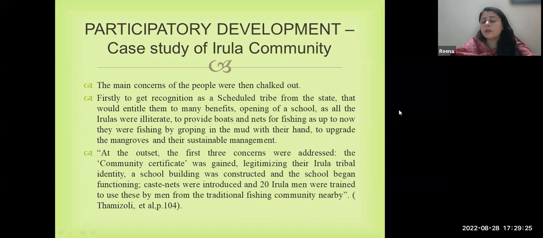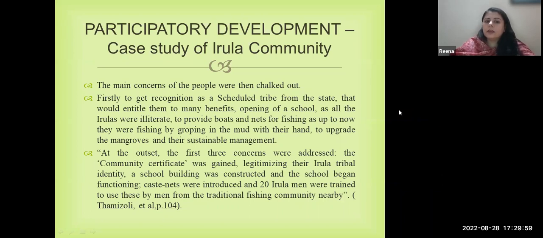Awareness was given, because most of the people did not even know that there is some kind of benefit being provided by the government to their tribe. They did not have that much awareness and education to go through these policy measures and get to know that there is some kind of safeguard to ensure their interest. Okay, so all the Irulas were illiterate, and they were provided boats and nets for fishing, whereas now they were fishing by groping in the mud with their hands.